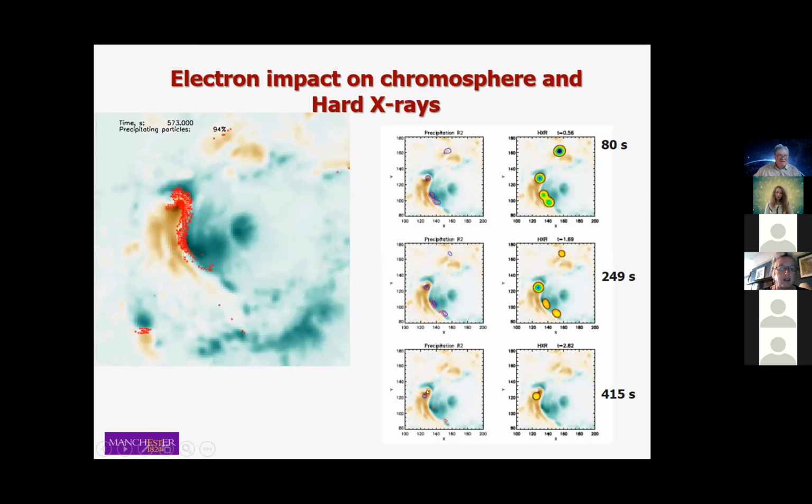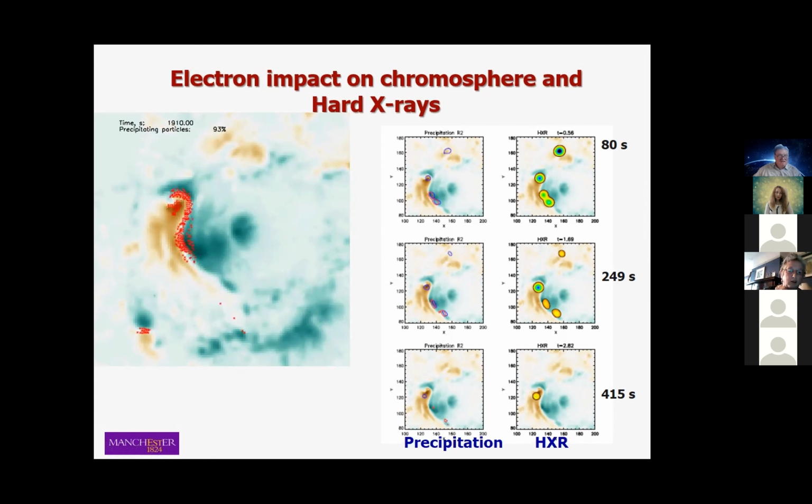Once we've calculated the electron precipitation, we can then forward model the hard X-rays, which are shown here. And we can see we have generally 2 strong hard X-ray sources associated with these regions of electron precipitation, and a weaker sort of double source associated with these electrons precipitating down here.